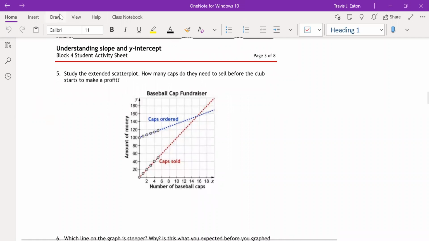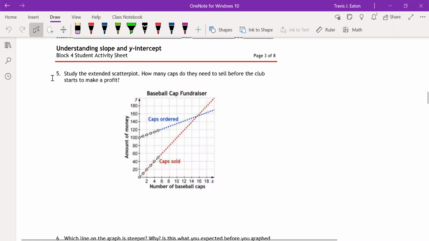The question asks, how many caps do they need to sell before the club starts to make a profit? Okay, so you can see the blue line is the number of caps ordered and the cost projection. And then the number of caps sold starts down here and the projection of money that they're taking in. Now, the great thing about having these two lines that we can compare is that when they intersect, can anybody tell me what the intersection of those points will tell us?